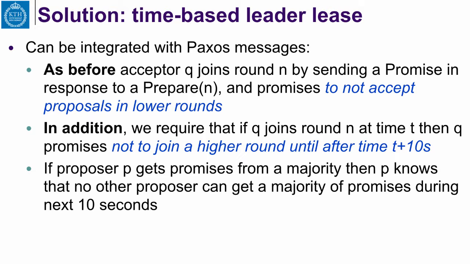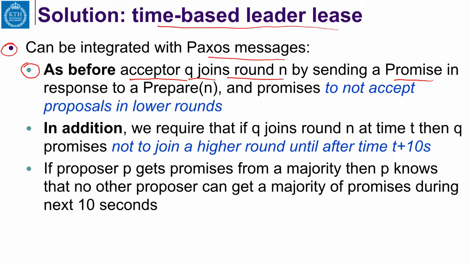Here is exactly the algorithm now. If we look at a Paxos-based, for example, sequence Paxos algorithm, Sequence Paxos would work like this. This idea of leadership can be integrated with Paxos messages. So as before, an acceptor joins round n by sending a promise, if you remember. So a leader sends a prepare, an acceptor sends a promise in what we described before.